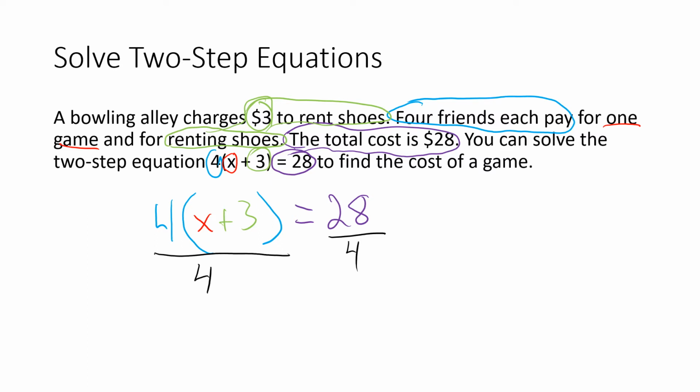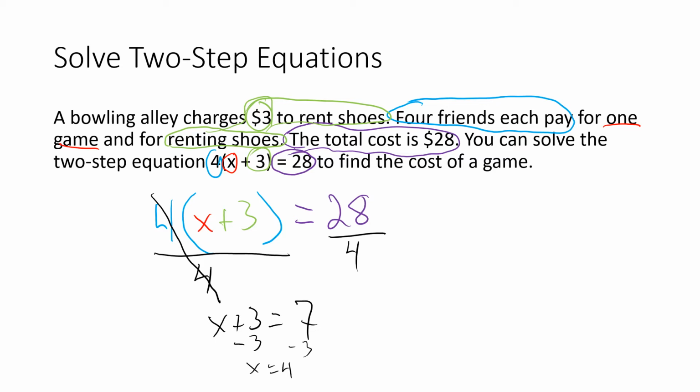Now in this case, those 4's cancel out, leaving us with x plus 3 equals, and 28 divided by 4 is 7. And now we isolate x again by subtracting 3. Oops. Right, which leaves us with x equals 4. And then we could always check it, right? Because that's our solution. And it's always good to check our answer, our solution.